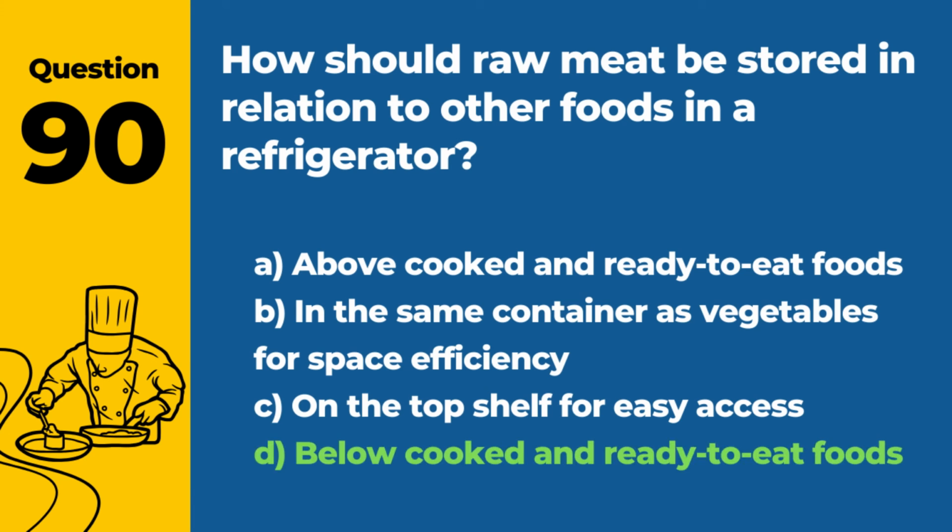Answer. D. Below cooked and ready-to-eat foods. Raw meat should be stored below cooked and ready-to-eat foods in a refrigerator to prevent potential drip and cross-contamination.